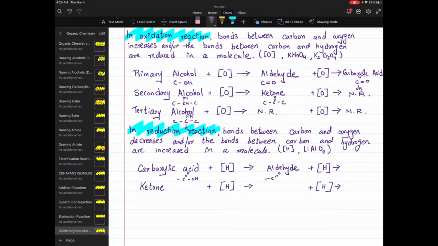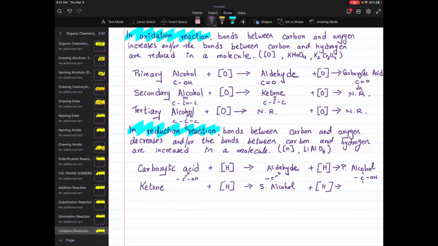And an aldehyde can undergo a reduction again and become a primary alcohol, right? Because the carbon is bonded to the oxygen at the end of the molecule, and therefore it can form a primary alcohol. Similarly, a ketone can undergo a reduction reaction and form a secondary alcohol.